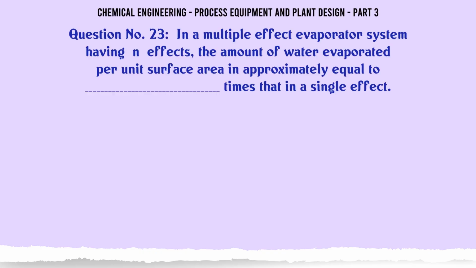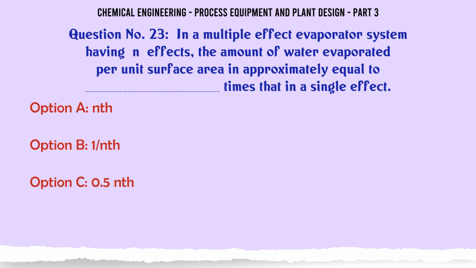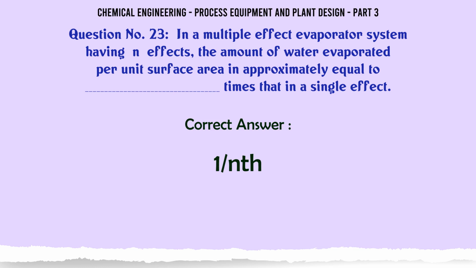In a multiple effect evaporator system having n effects, the amount of water evaporated per unit surface area is approximately equal to times that in a single effect. A. nth. B. 1/nth. C. 0.5/nth. D. 1.5/nth. The correct answer is 1/nth.